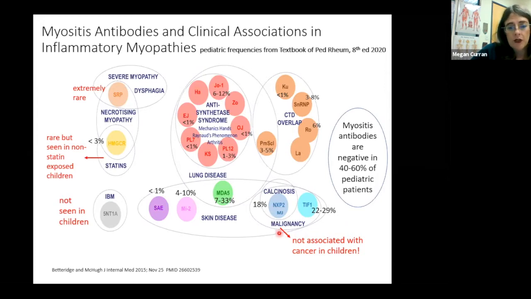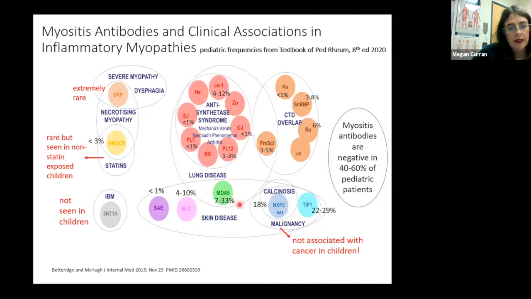It's really important to know that in adults with dermatomyositis who have these antibodies, there is a likelihood that the adult might have an underlying malignancy, but this is not the case with children. And we do not think that kids who have juvenile dermatomyositis are at a much higher risk for malignancy later in life. So don't let those antibodies scare you. And you'll see that the MJ antibody is more associated with calcinosis, that skin complication.